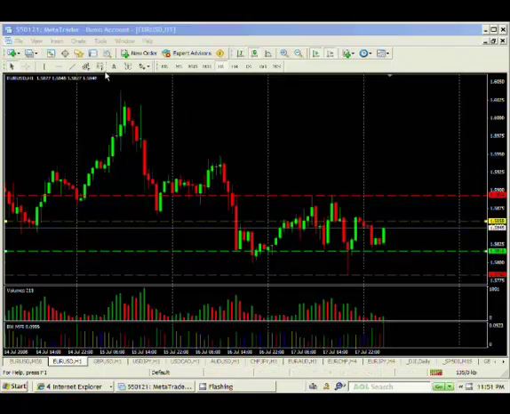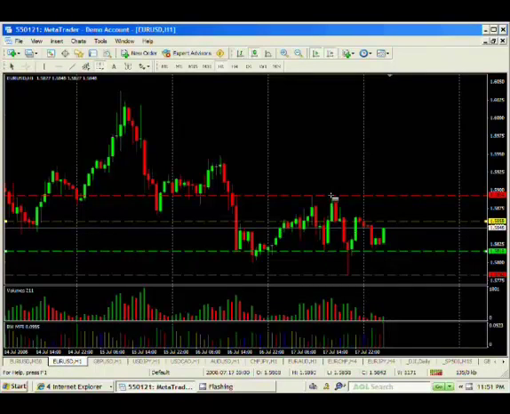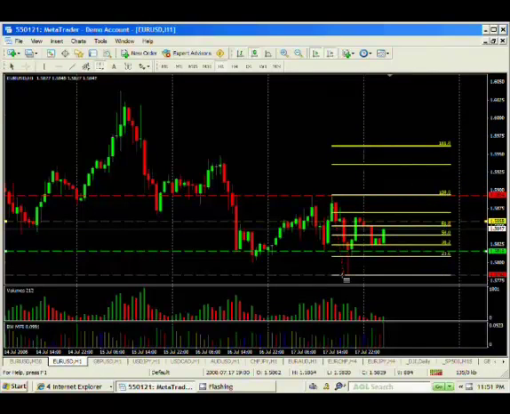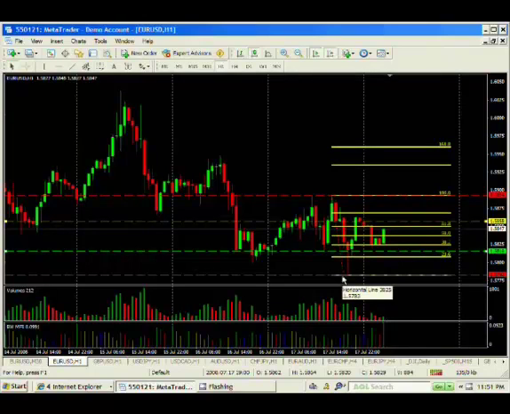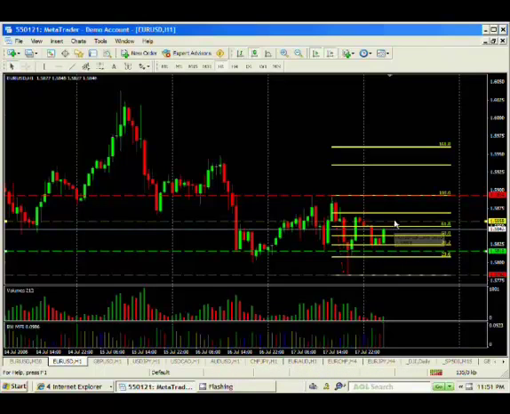So what we want to do is draw our Fibonacci in the direction of the trend here, down to yesterday's high and yesterday's low. And we look at how our Fibonacci lines or levels match up with our daily range support and resistance levels.